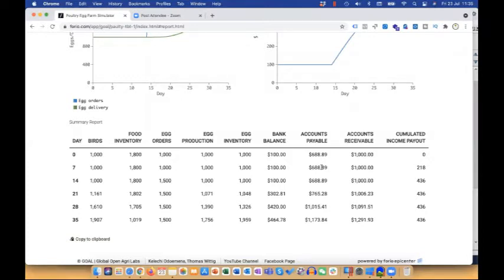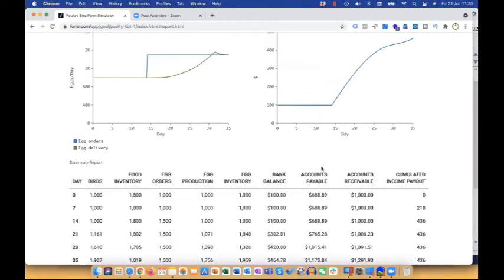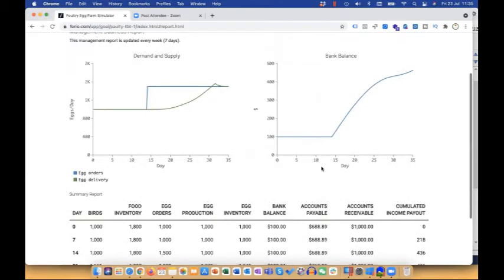Okay. So I've got two questions as we prepare to take a look at what is happening under the hood. What is driving the egg orders? What's driving the egg orders rate? I see that it jumped from 1,000 to 1,500. And then the egg inventory. So what's the calculation? How many eggs does a bird produce per day or per week?